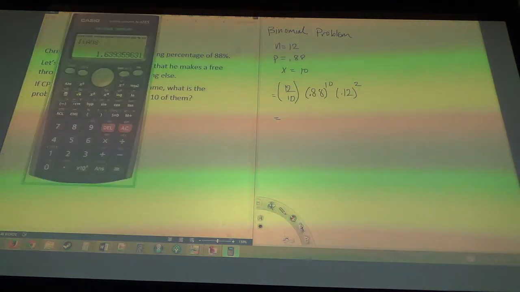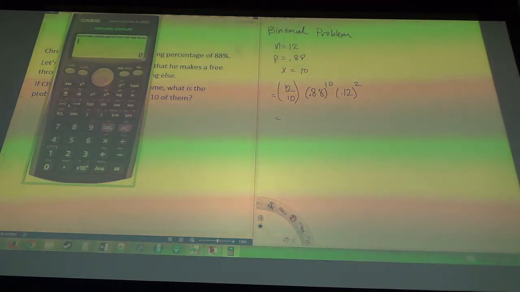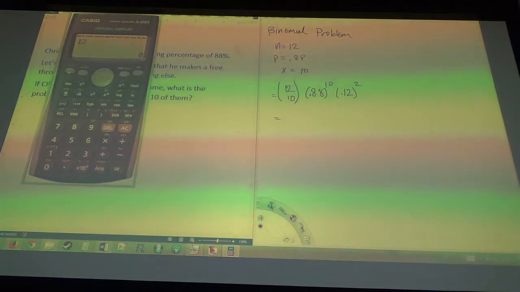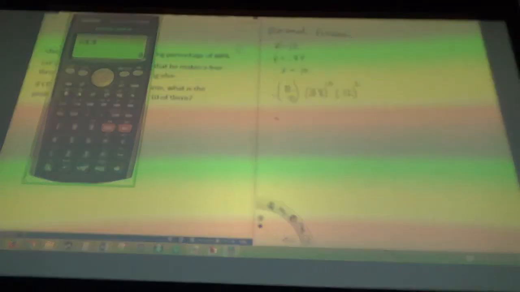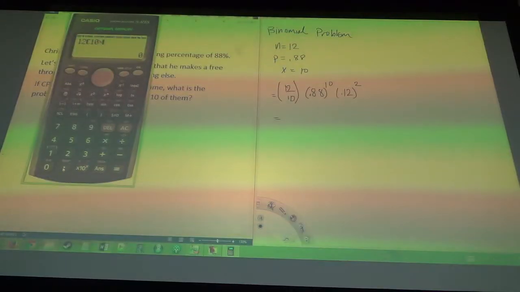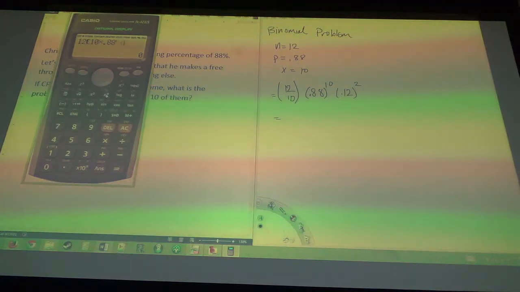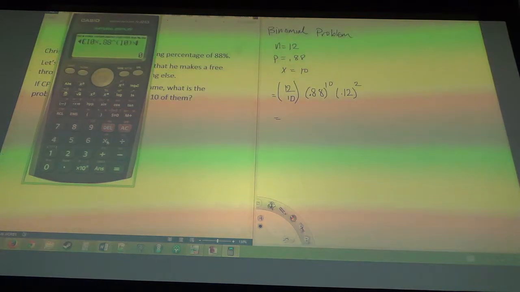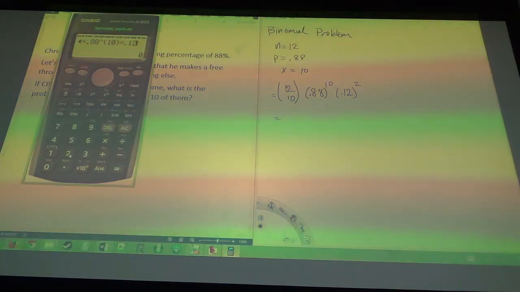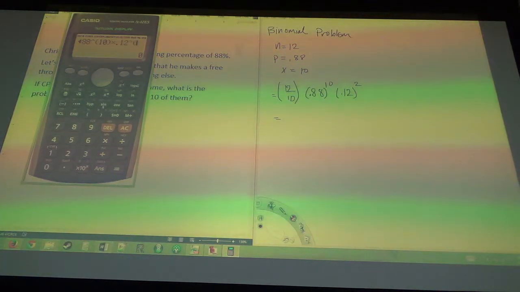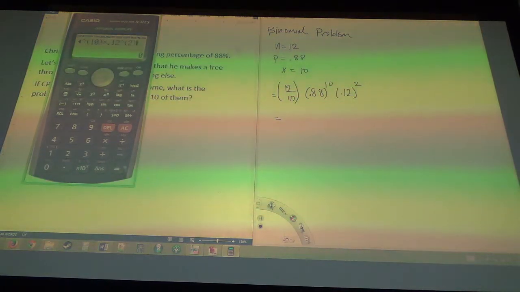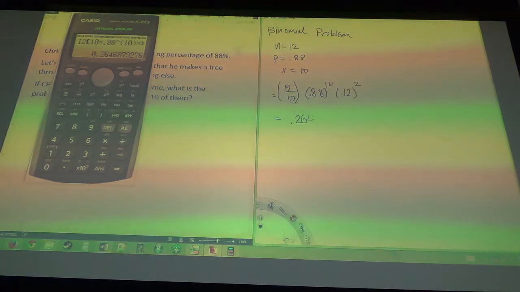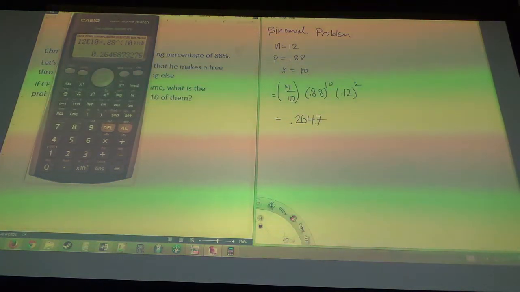So when I run this on the calculator, I'm going to do 12 choose 10 times 0.88 raised to the 10 times 0.12 raised to the 2. And that gives me 0.264.